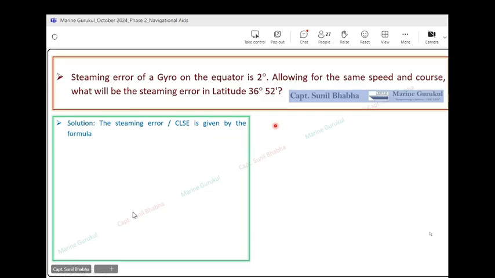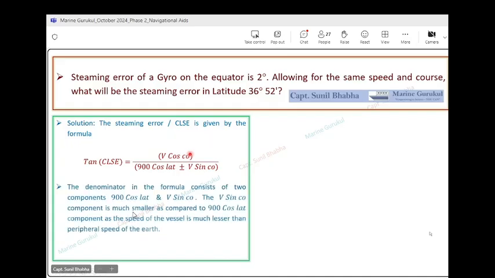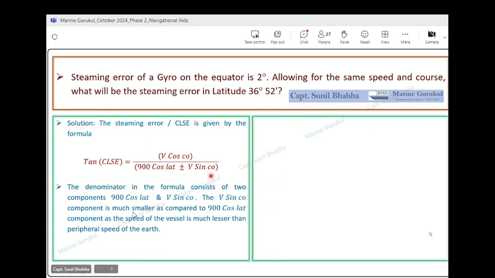Now this question is a typical question. We have to use a specific formula for solving this question. Let's try to understand the solution. The steaming error or CLSE is given by the formula tangent of CLSE is equal to V cos course divided by 900 cos lat plus minus V sin course.